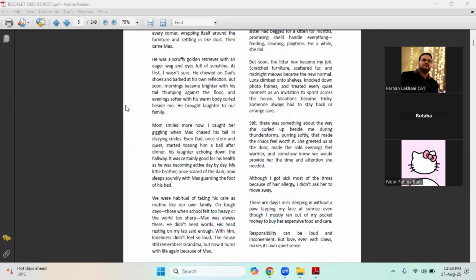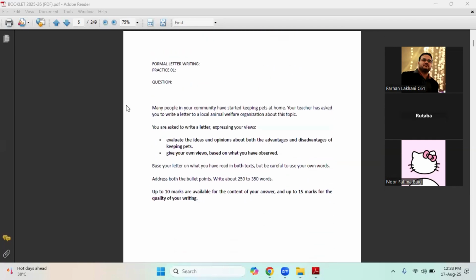Now you need to go to the question on the next page and read the question thoroughly. We are going to do it together right now, okay? But next time I'm going to give you 5 minutes to read it thoroughly by yourself. While reading the question, on the very first two lines, you need to underline the keywords. And this is very important.